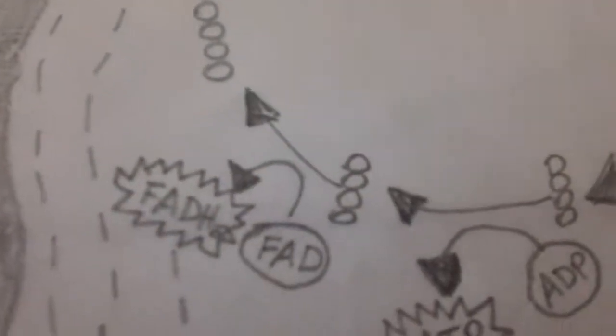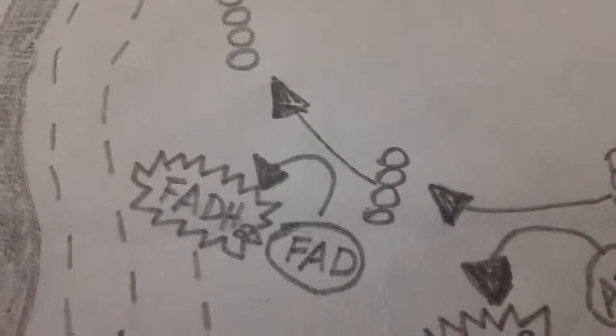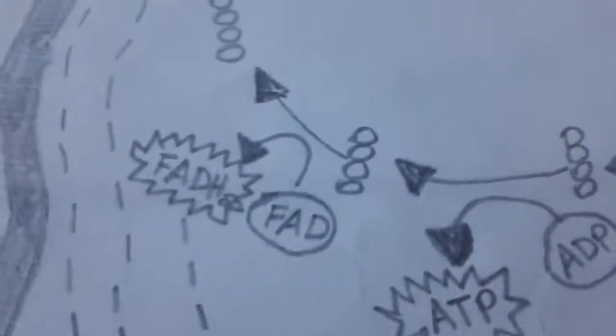There's also FAD found in this Krebs cycle, and it's a lot like NAD plus, except it's called FAD. It pretty much does the same thing as NAD+. It just transports electrons when energy gets added to it, so it becomes FADH2. And then it'll carry electrons down to the electron transport chain along with all the NADHs.